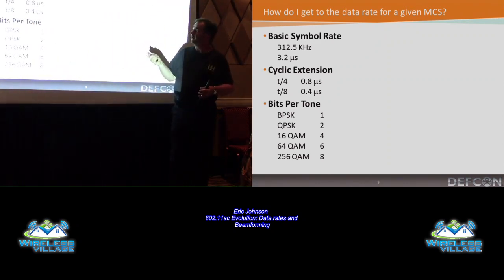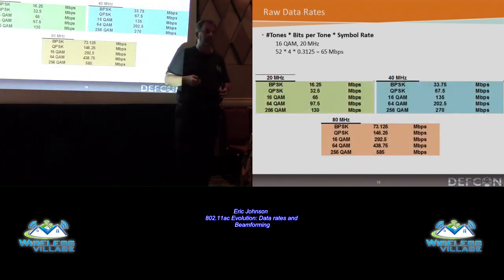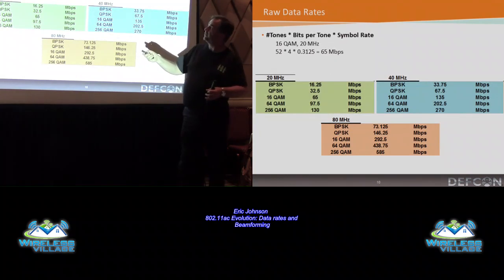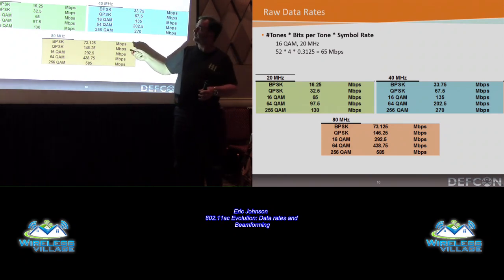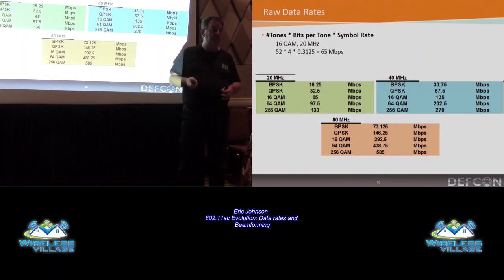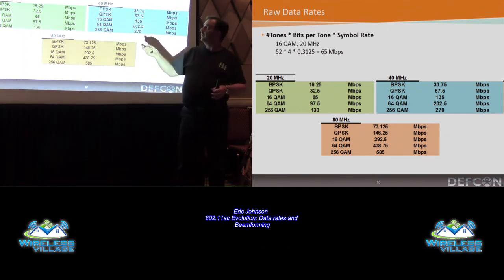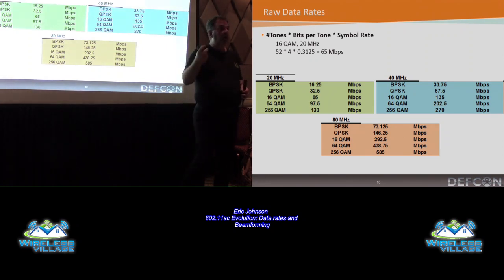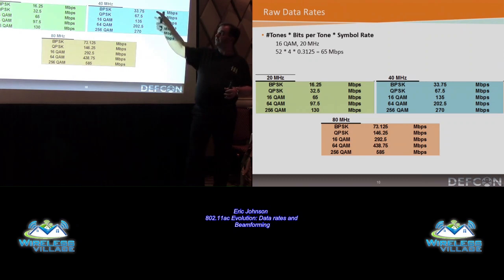Now, if you take all those numbers and you just start multiplying them together, you start getting some interesting results. Okay, so here's the example. I've got the number of tones, which if I'm looking at an 802.11a symbol, for example, there's 52 tones. I've got 16 QAM, so that's 4 bits per tone. And then this is my basic repetition frequency. And that gives me my raw on-the-air data rate. Okay? That's all I did. I just multiplied those numbers out.